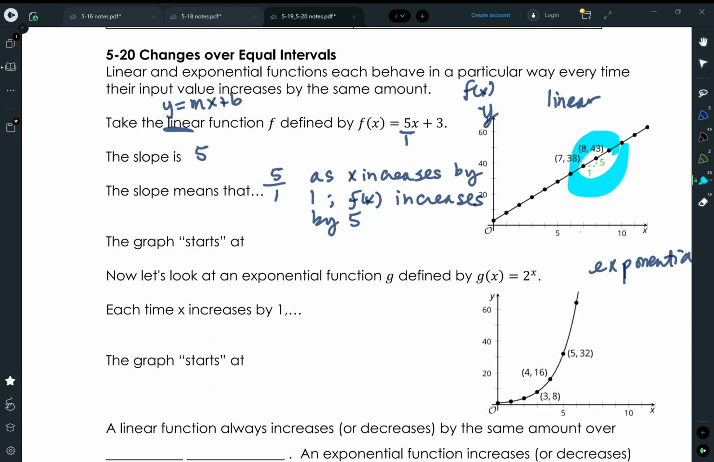The graph starts at, well, it starts at the y-intercept, and we already said the y-intercept was at 3 on the y-axis, and so as an ordered pair, that's (0, 3). That's going to be our y-intercept.